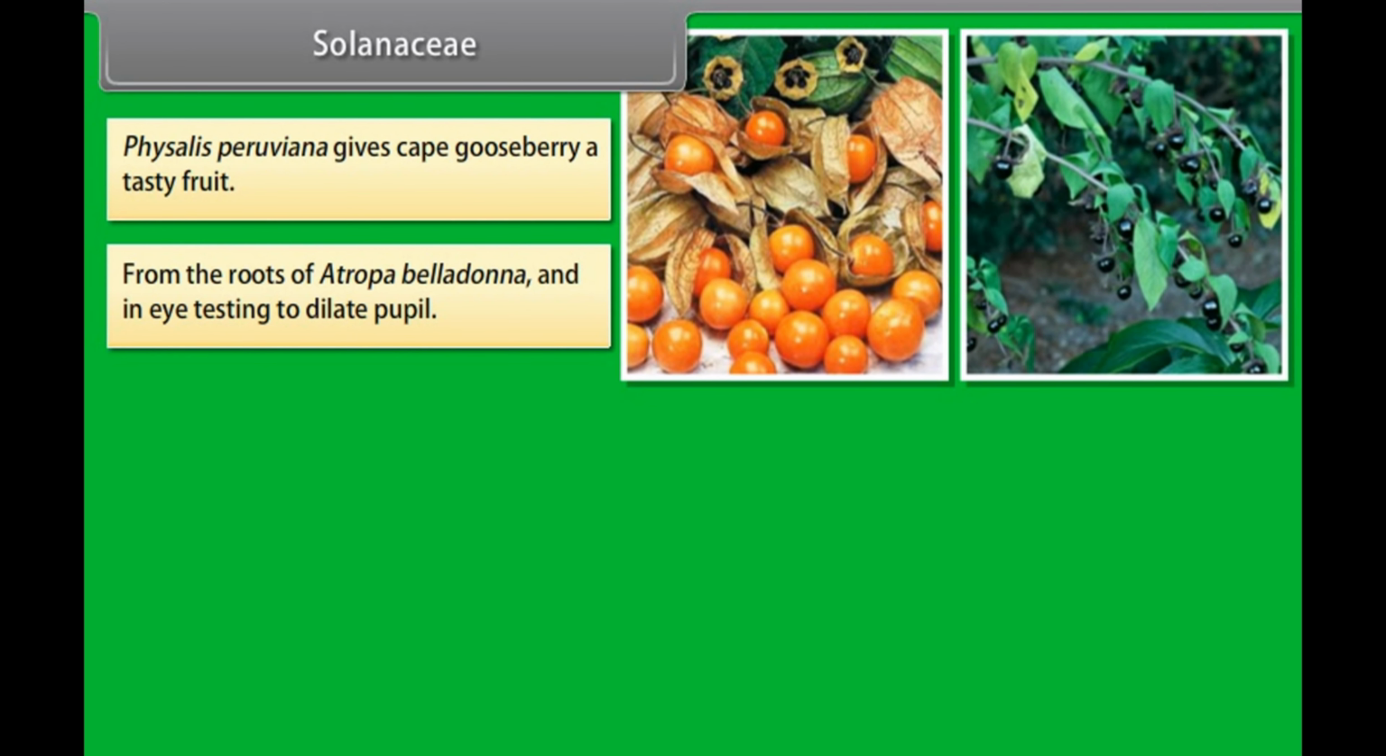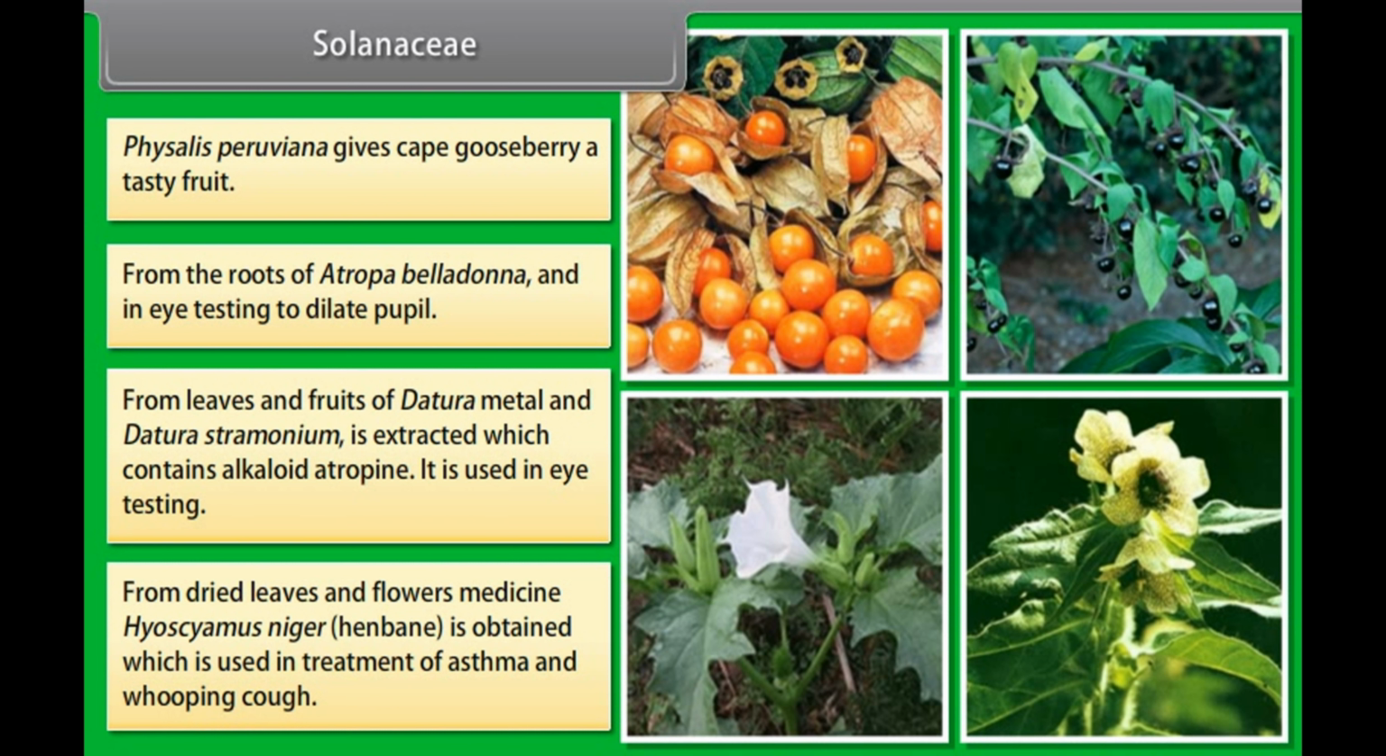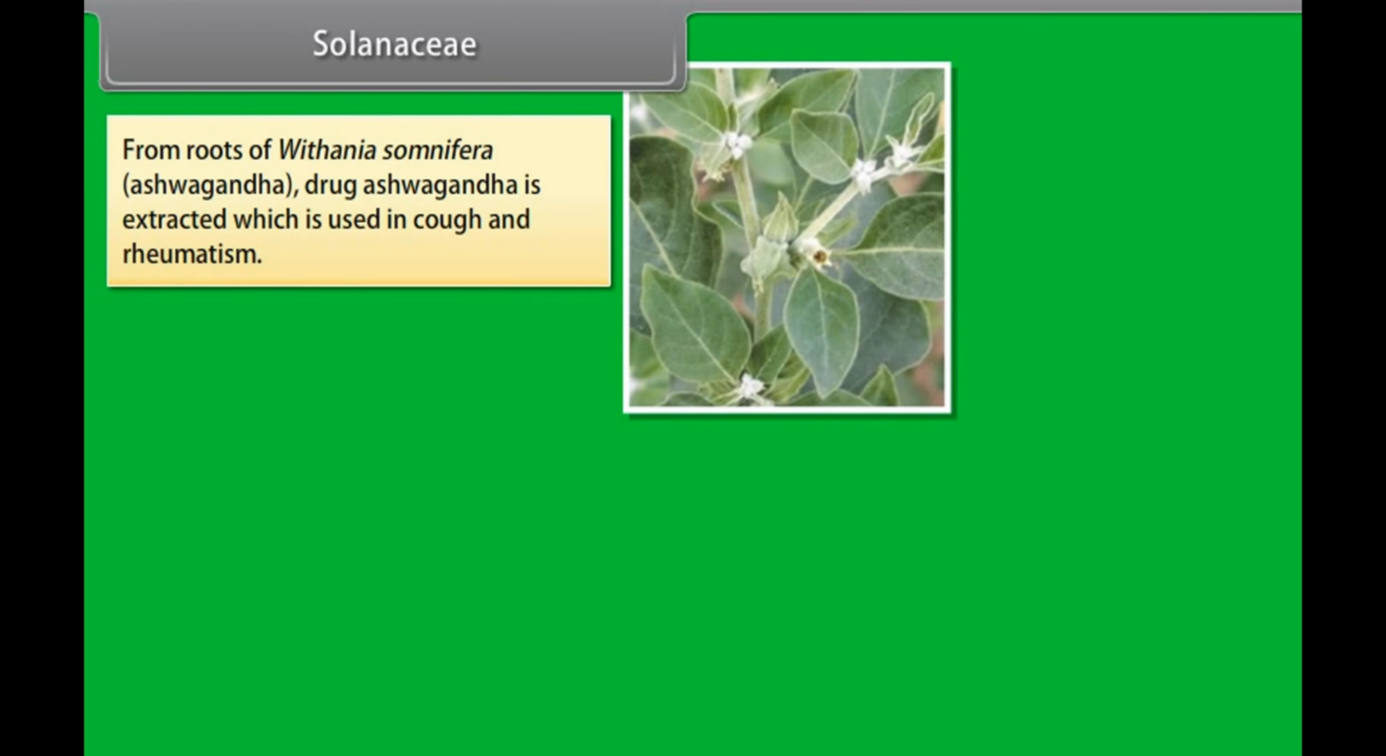From the roots of Atropa belladonna, atropine is obtained, used in eye testing to dilate the pupil. From leaves and fruits of Datura metel and Datura stramonium is extracted the alkaloid atropine. It is used in eye testing. From dried leaves and flowers, medicine from Hyoscyamus niger, henbane, is obtained, which is used in treatment of asthma and whooping cough. From roots of Withania somnifera, ashwagandha, the drug ashwagandha is extracted, which is used in cough and rheumatism.